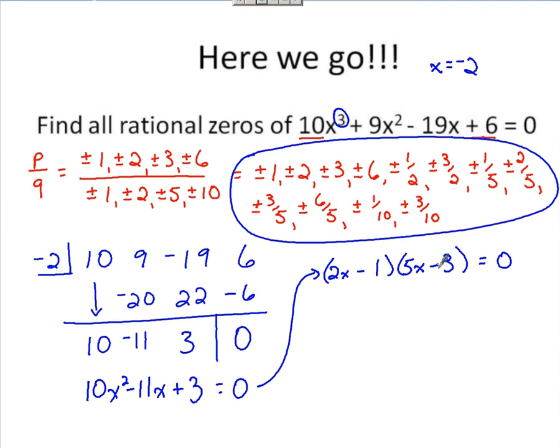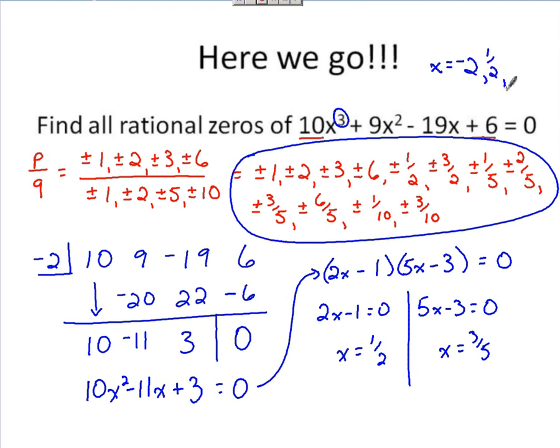So I've got two factors here that equal 0, meaning 2x minus 1 would equal 0, or 5x minus 3 could equal 0. If I solve for each of these respectively, over here I'd add 1 and divide by 2, x would be 1/2. Over here I would add 3 divided by 5, and x would be 3/5. So all of my rational zeros for this particular equation would include -2, 1/2, and 3/5.